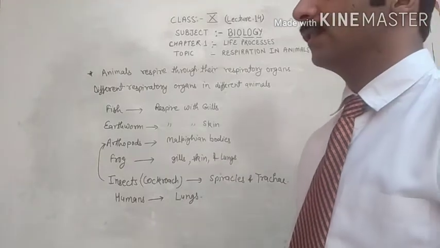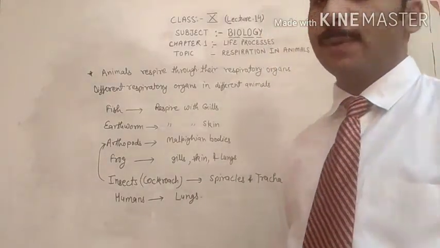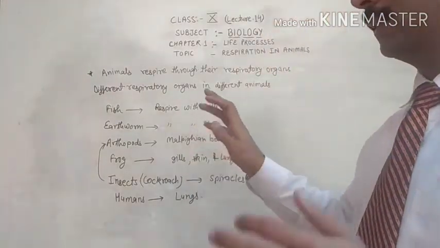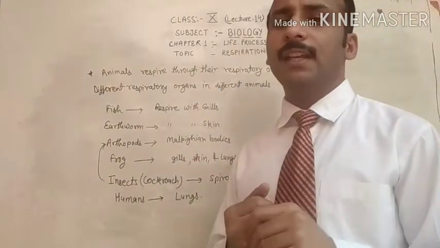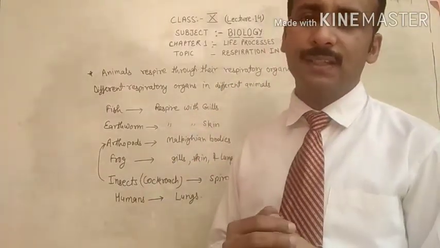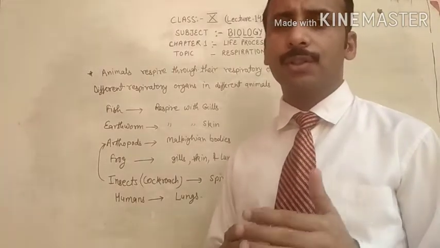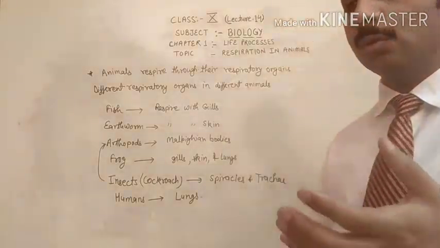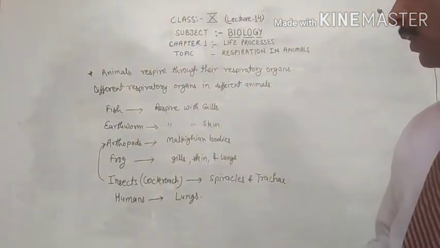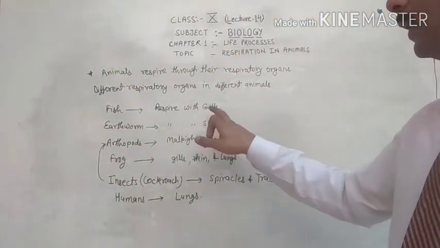Mostly animals which live in the water respire through their gills, because in the water they have to take the dissolved oxygen. Oxygen availability is not sufficient, so due to that they have to take the absorbed oxygen through their gills.